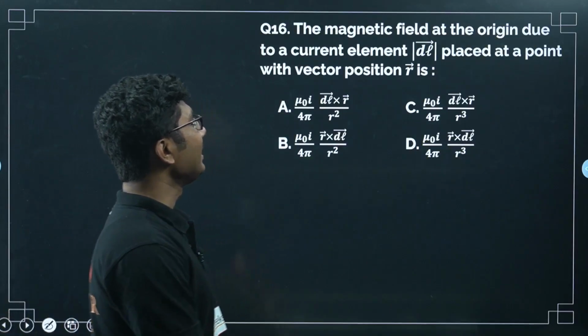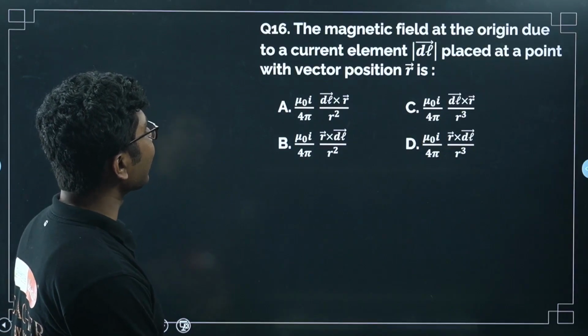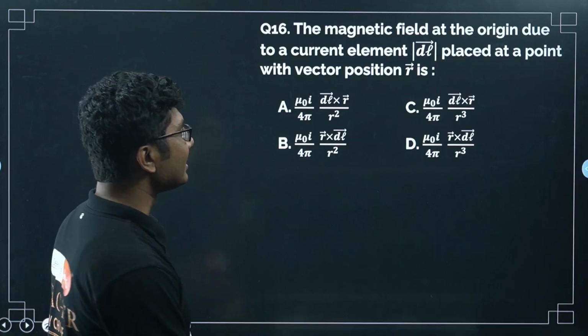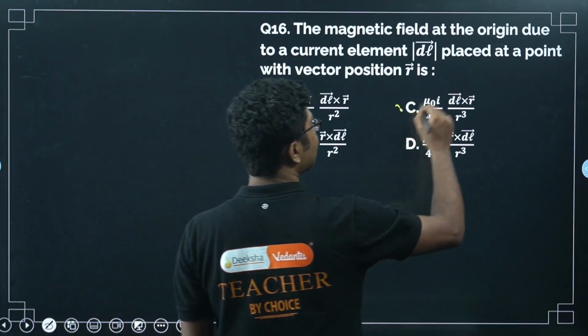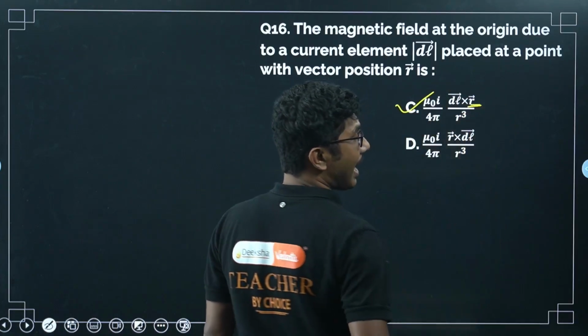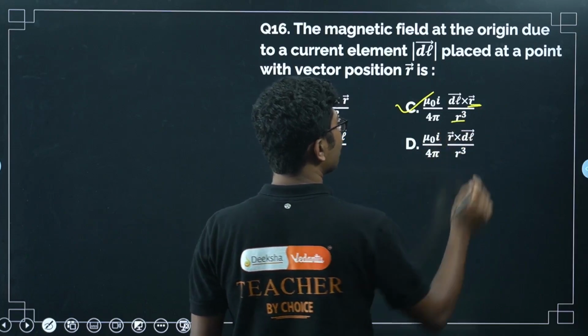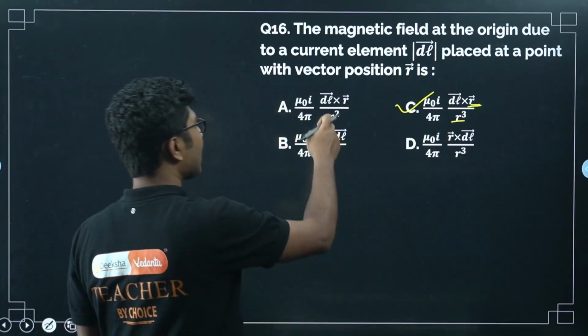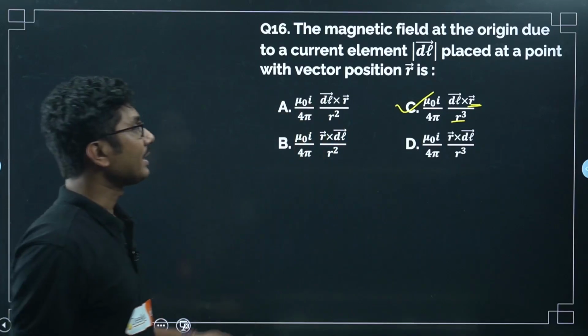The magnetic field at the origin due to a current element dl placed at a point with a vector position r is. Now I told you this is the correct answer. When you are using a vector sign at the numerator, then there should be r cube in the denominator, right? If you are using r square, then it has to be r cap. That is the only catch.